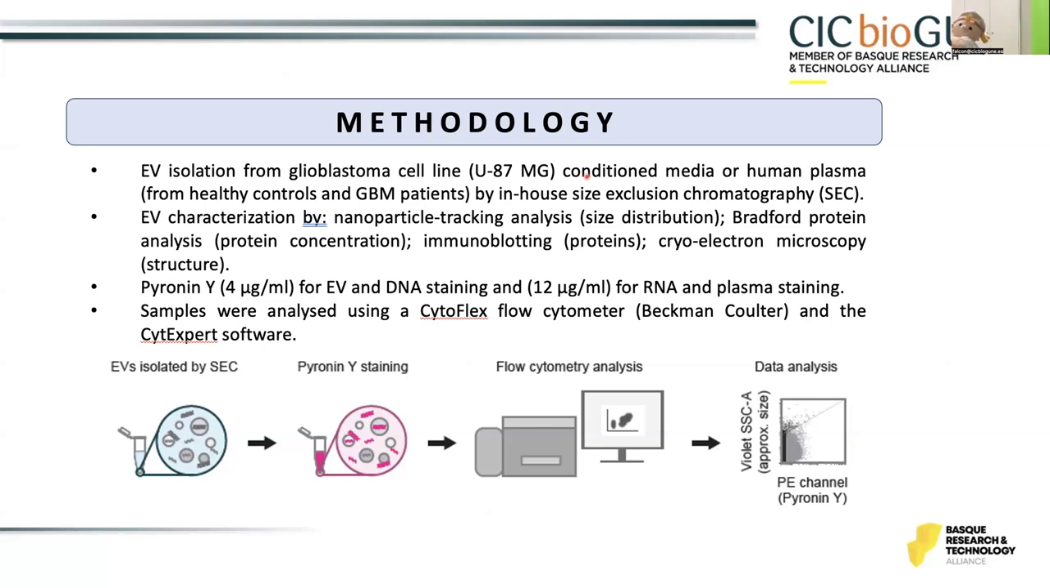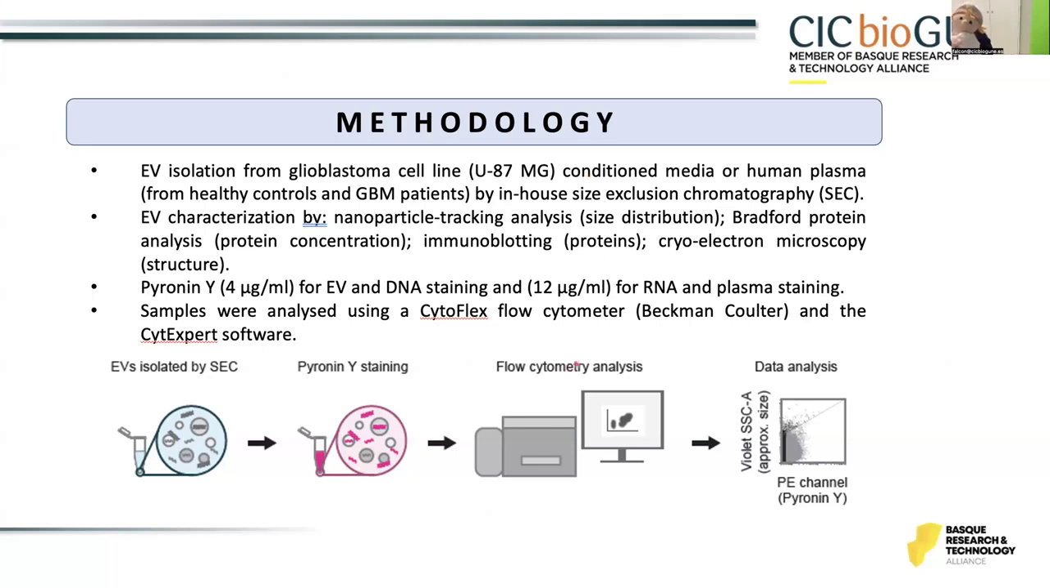doing size exclusion chromatography in order to purify the vesicles, and then analyzing by Bradford and NanoSight, and then cryo-electron microscopy, doing all this kind of characterization. And then with a label that in theory is specific for RNA, but in practice this pyronin Y detects both DNA and RNA. So at the end, we chose this as a global nucleic acid detector by flow cytometer.